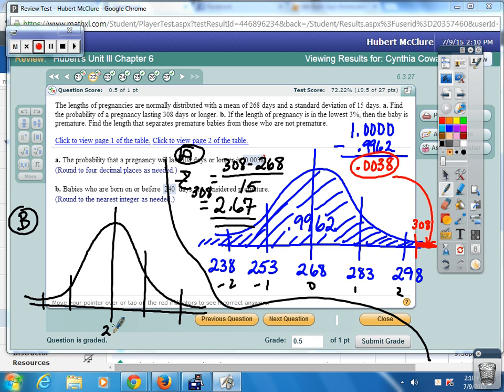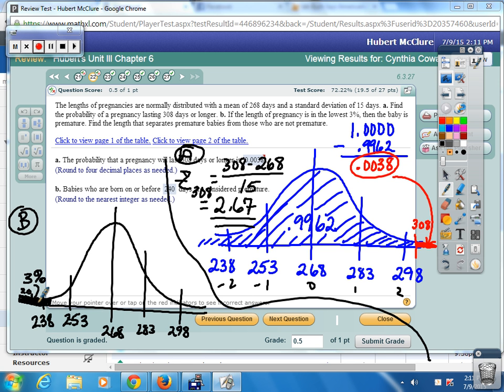And 268, 283, 298, 253, and 238. Now, what do we know about this little block right here? We know that represents what? 2.5, right? So what would 3% be? 3% would be right in here maybe? So we're going to call this our 3%.